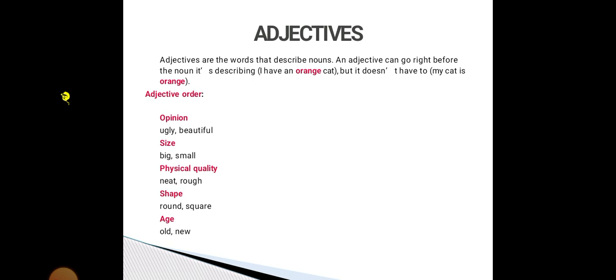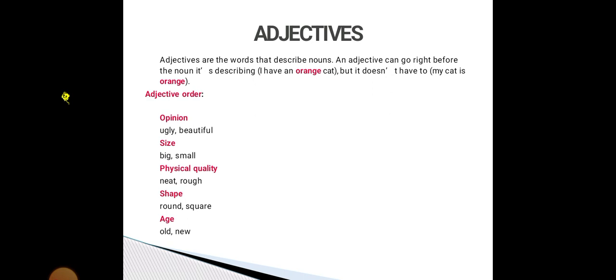Next we can see physical quality. What is physical quality? Neat and rough. These words come under physical quality. Next we can see shape. What is shape? Shape is nothing but round, square. The bread is square shape. Likewise you can use it.